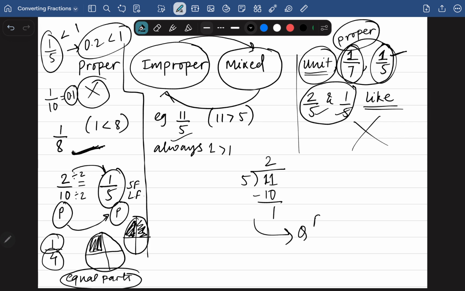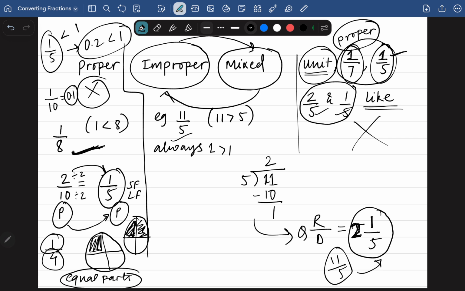and my fraction goes here, where the numerator is my remainder and the divisor stays the same. Sorry, the q is 2, which was my quotient, the remainder is 1, and the divisor is 5. So my new fraction is 2 and 1 over 5. We read this as 2 and 1 over 5, which is basically the same as 11 over 5, we have just written it differently.